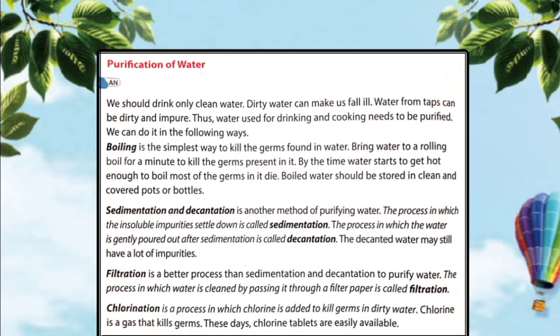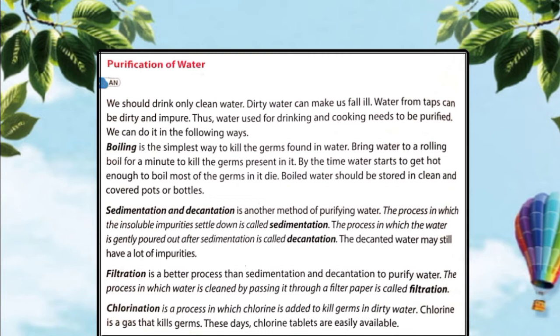Boiling is the simplest way to kill the germs found in water. Bring water to a rolling boil for a minute to kill the germs present in it. By the time water starts to get hot enough to boil, most of the germs in it die. Boiled water should be stored in clean and covered pots or bottles.